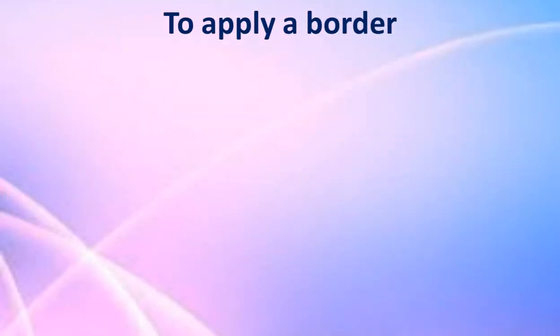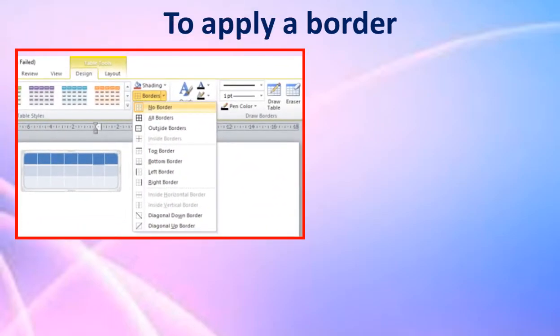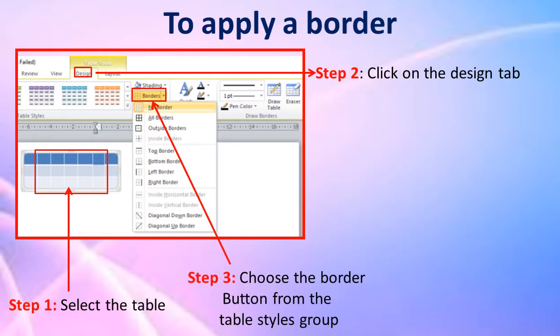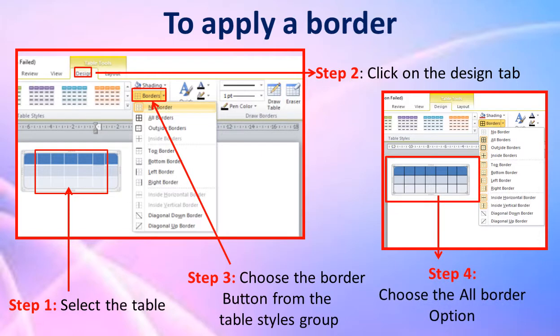Now we will learn to apply a border for the table. To do this, first step, you will have to select the table. Second step, click on the Design tab. Third step, you will have to choose the border option from the table styles group. Fourth step, choose all borders so that the borders are applied to the entire table.